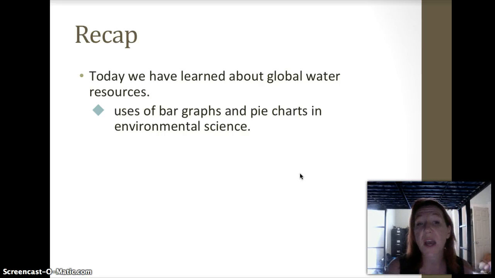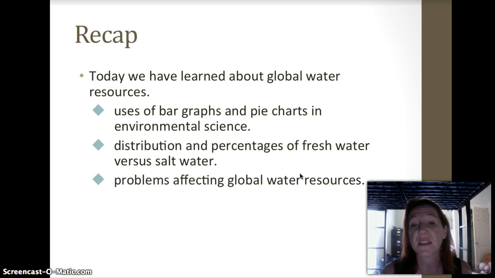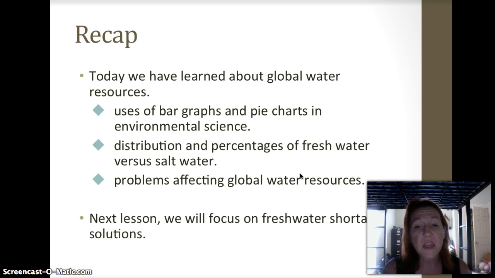So just to recap, today we did learn about global water resources. We used bar graphs and pie charts in environmental science and looked at ways to interpret them and why they're important to use. And then we also discussed the distribution of percentages of fresh water versus salt water. And now you know that only 2% of our water on the planet is actually fresh water instead of salt water. And then last, we have problems that affect global water resources. There are many problems, and we did touch base on a few, such as pollutants and deforestation. Next lesson, we will focus on freshwater shortage solutions. Since now we know that there's a problem with it, what can we do about it?